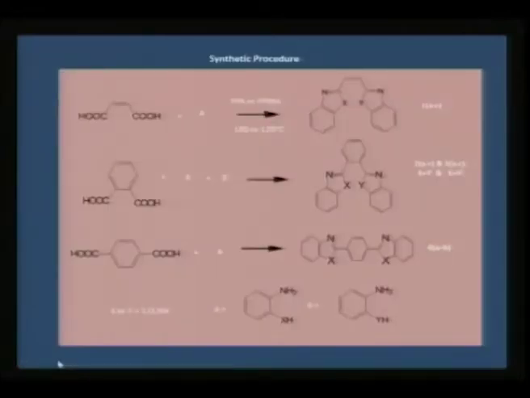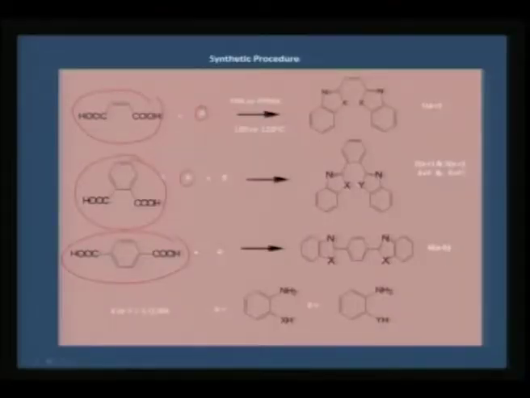Now as a general protocol, synthesis of this is very important, and if you are really interested to know how we make this sort of molecules, it is very easy. We can try to make malic acid, or we can try to take carboxylic acid with the carboxyl groups in adjacent position, or you can actually have the carboxylic group in the para position.